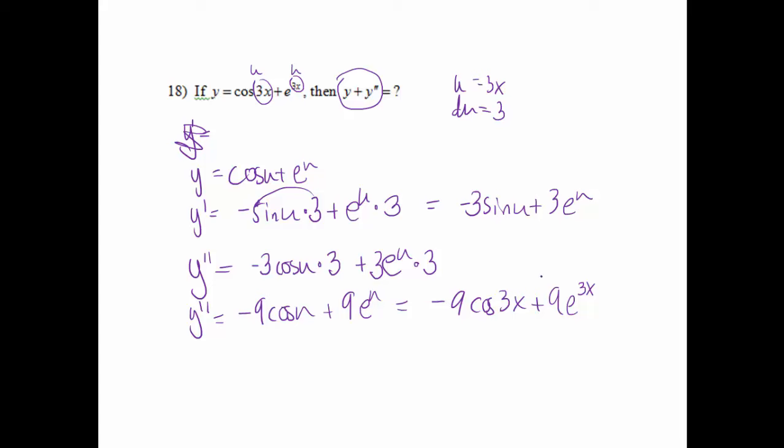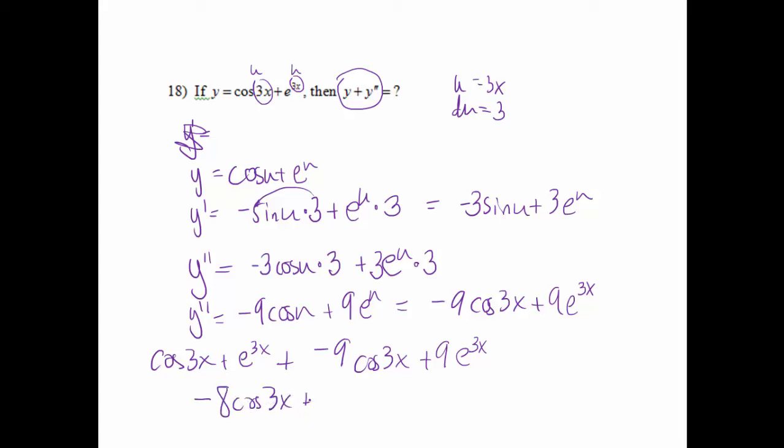All right, but that wasn't what they were asking me to do. They said to find y plus y double prime. So now I'm going to add y, which was cosine 3x plus e to the 3x, and add it to y double prime, negative 9 cosine 3x plus 9 e to the 3x. And so if I add those two together, I will get negative 8 cosine 3x plus 10 e to the 3x. Okay, number 19, find the integral from 0 to pi over 4 of secant squared x dx.